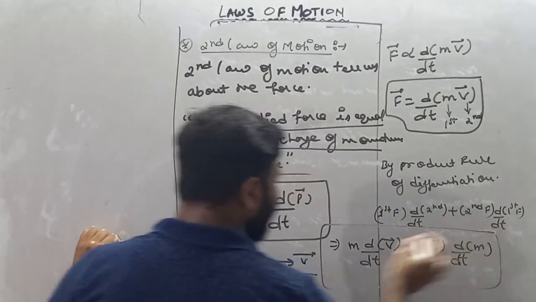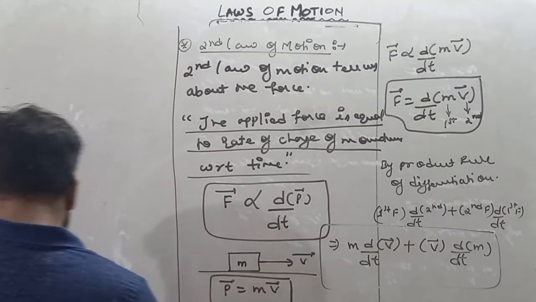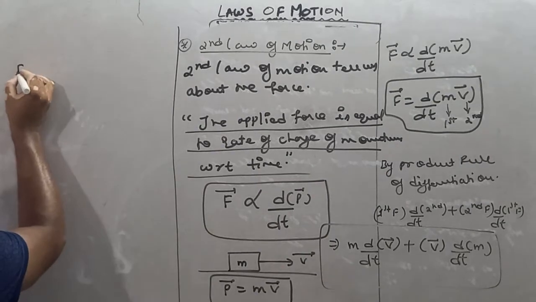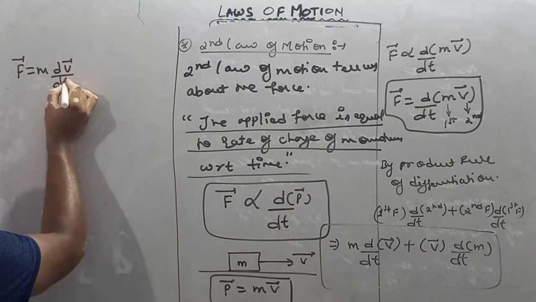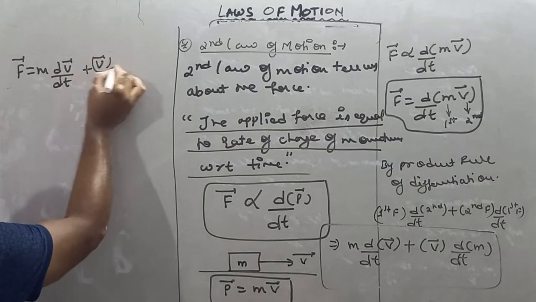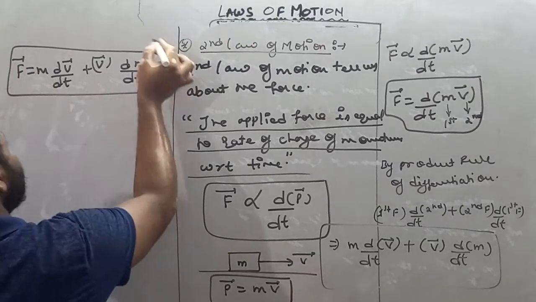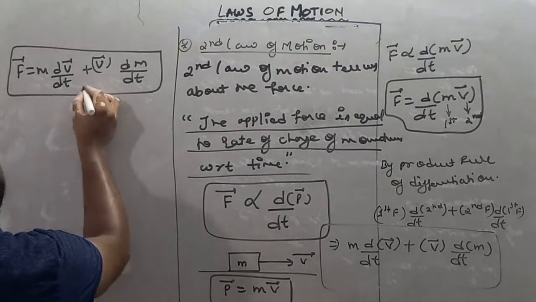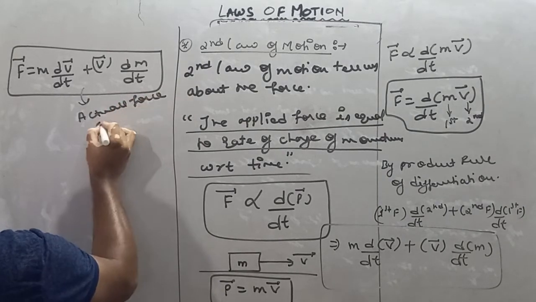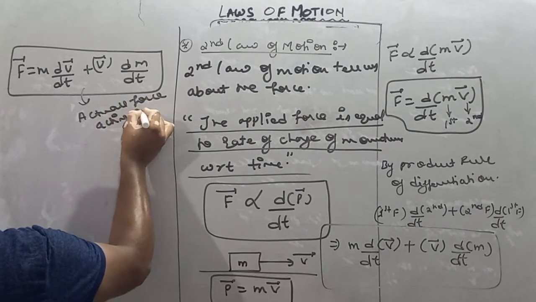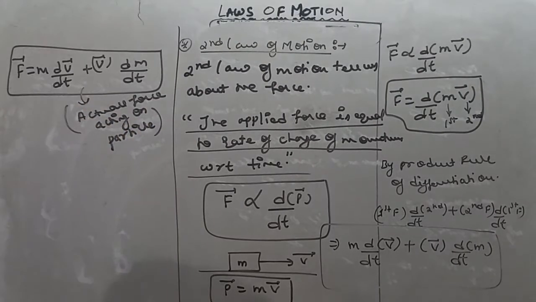This is the value of actual force. Remember, my dear student, this is nothing but actual force. Very important relation: F vector is equal to m dv vector by dt plus v dm by dt. This is the actual force which is acting on any particle.